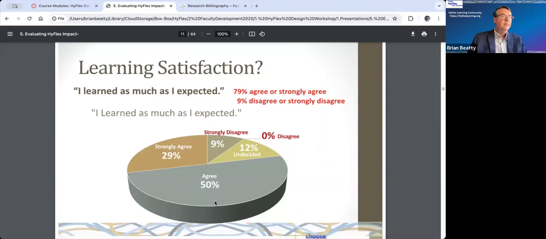I wanted to make sure that most, if not all, students were going to report that, yeah, I learned as much as I expected. Some of them disagreed or strongly disagreed, right? I learned as much as I expected. I disagree. 12% were undecided. About 9% either disagreed or strongly disagreed.